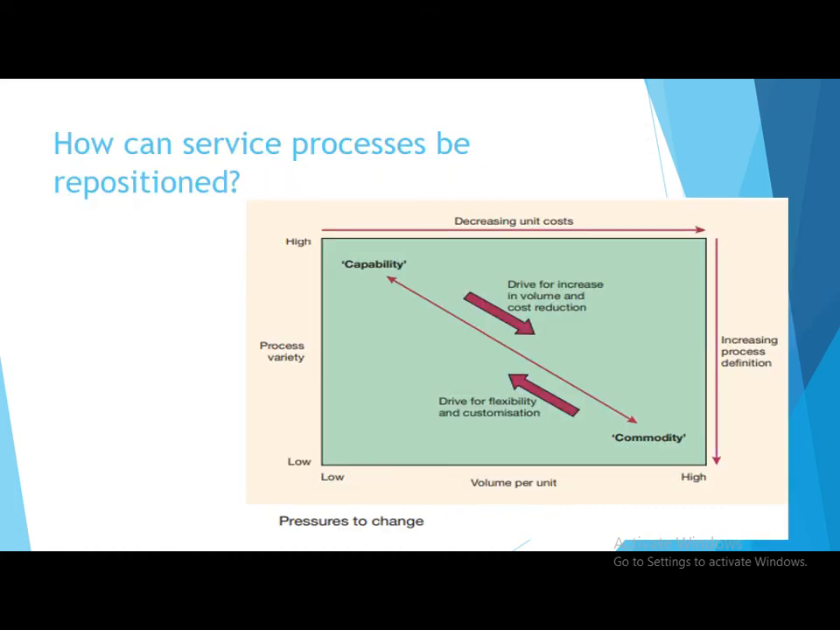Next part is how can service processes be repositioned. Many service processes are under pressure to change. High variety, low volume, capability operations dealing with strangers may be under pressure to increase the volume or drive down the high cost of operating such processes. Low variety, high volume commodity type processes dealing primarily with runners may be under pressure to become more flexible and customize their services for customers.